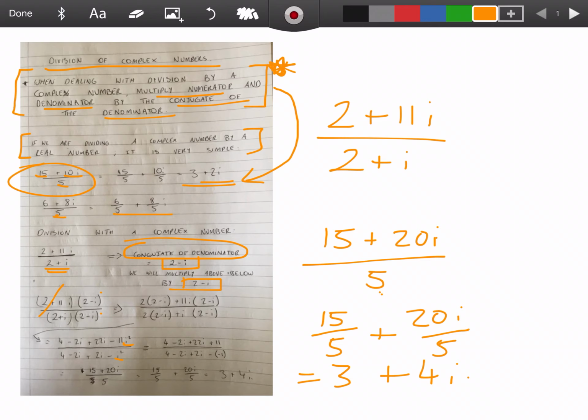So take your time. Again, it's good practice on your algebra, good practice on your multiplying out of brackets. But the steps are straightforward once we get that conjugate of the denominator, as I've said there. We get that conjugate and we multiply above and below by that. Stick by the rule that I've drawn on the top.